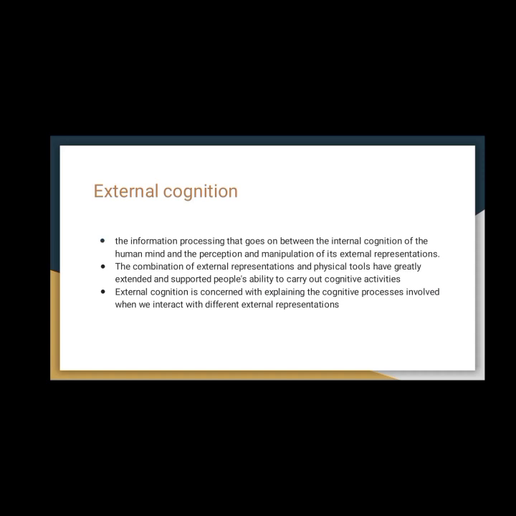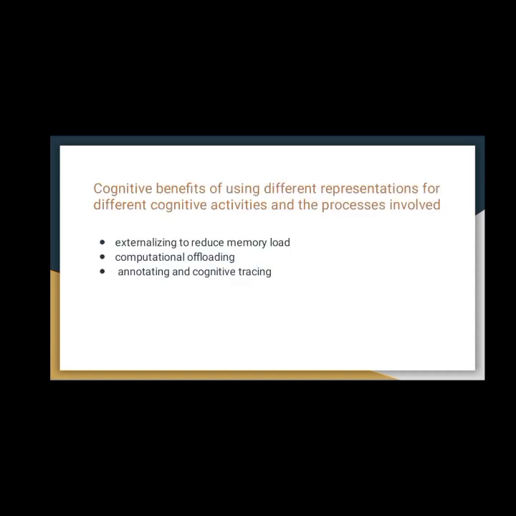External cognition: the information processing that goes on between the internal cognition of the human mind and the perception and manipulation of external representations. The combination of external representations and physical tools has greatly extended and supported people's ability to carry out cognitive activities. External cognition is concerned with explaining the cognitive processes involved when we interact with different external representations, and the cognitive benefits of using different representations for different cognitive activities.